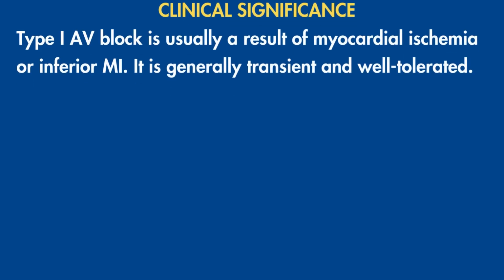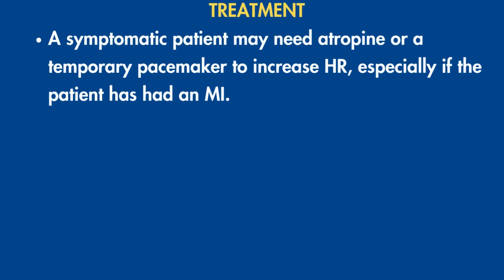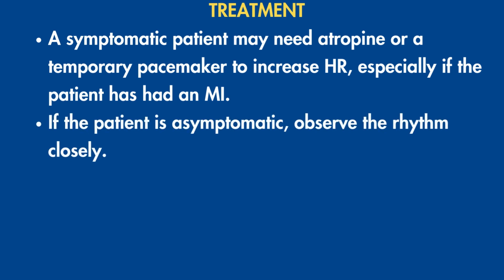Clinical significance. Type 1 AV block is usually a result of myocardial ischemia or inferior myocardial ischemia. It is generally transient and well tolerated. However, in some patients, for example acute MI, it may be a warning sign of a more serious AV conduction problem, that is complete heart block. A symptomatic patient may need atropine or a temporary pacemaker to increase heart rate, especially if the patient has had an MI. If the patient is asymptomatic, observe the rhythm closely.